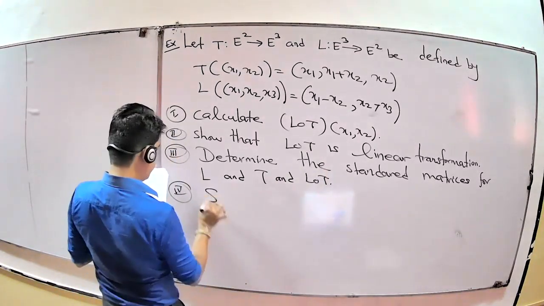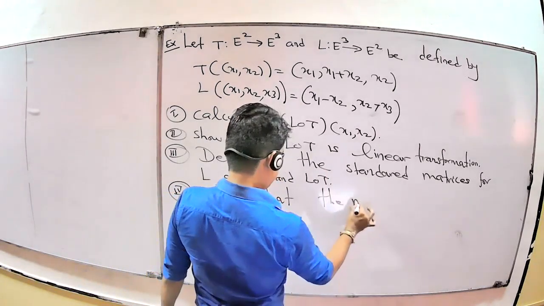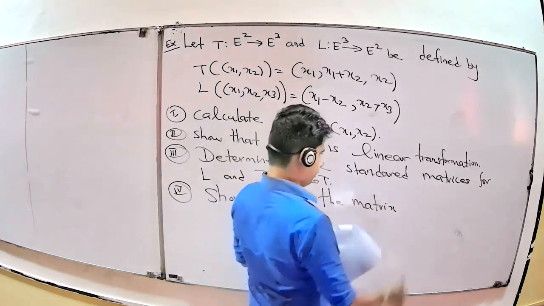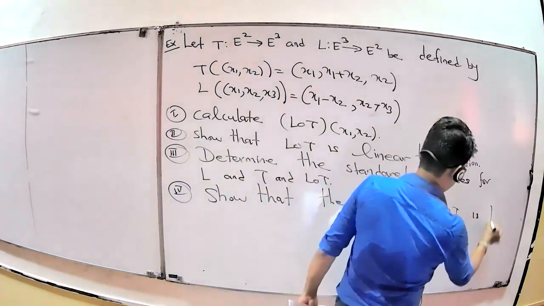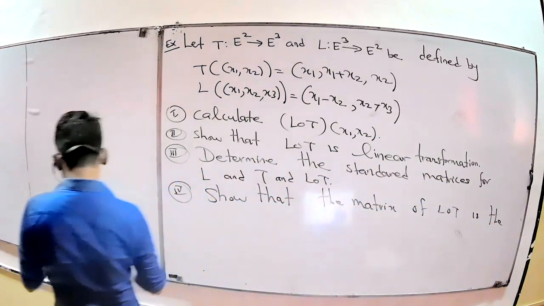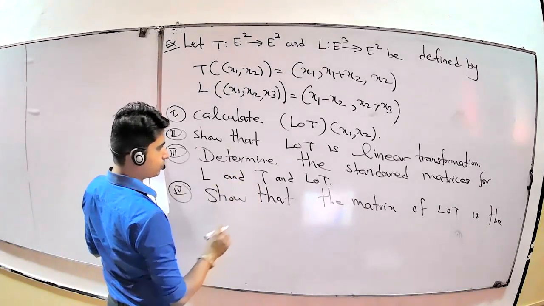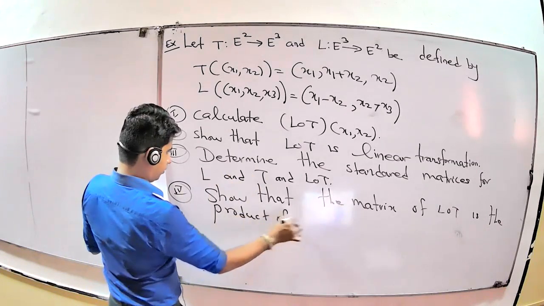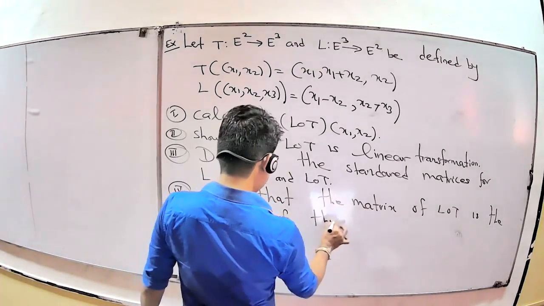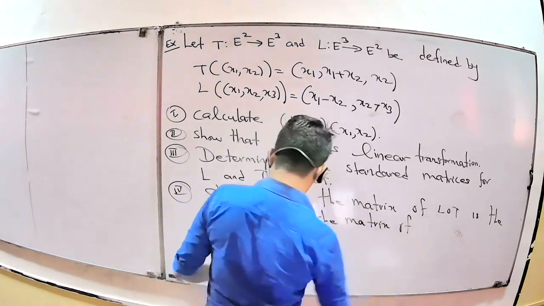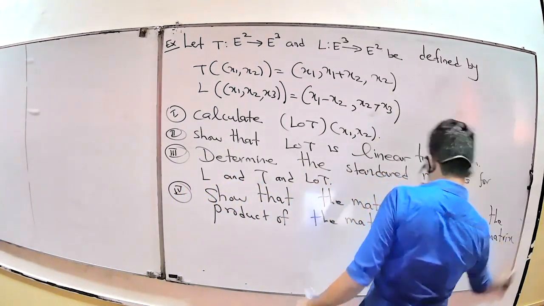Part number 4. Show that the representation matrix of L composition T is the product of the matrix of L and the matrix of T.